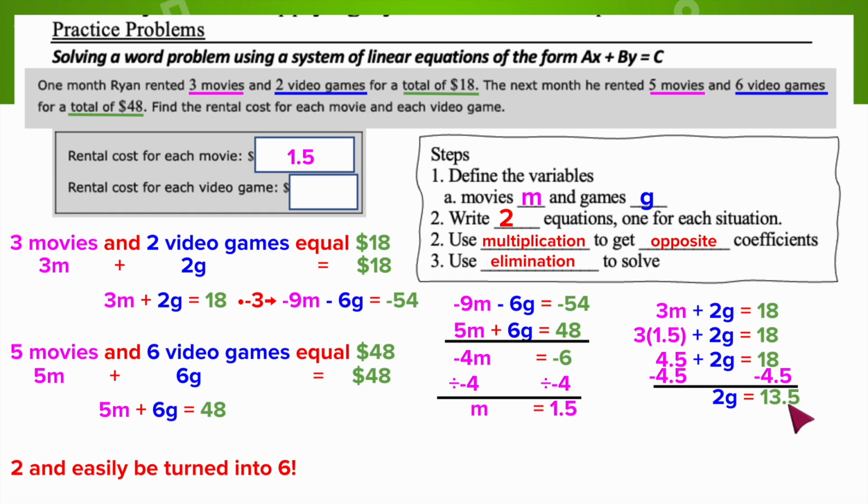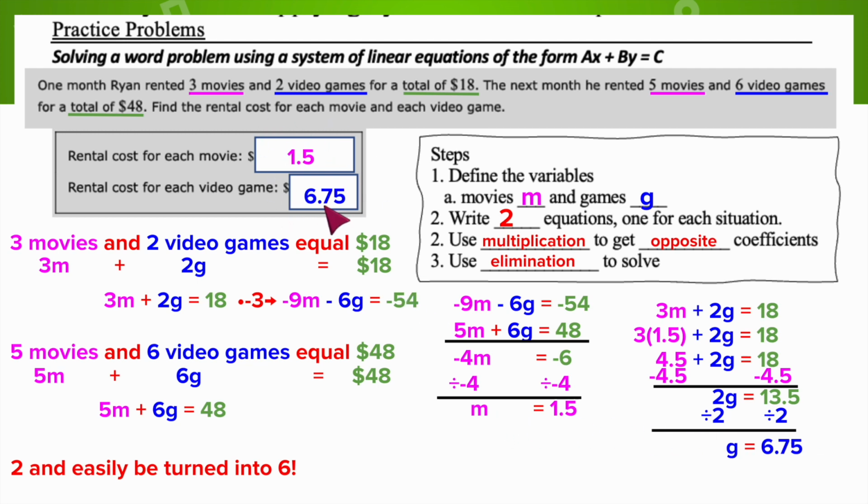Okay, I'm going to undo that multiplication with division. So 2 divided by 2 is 1, and 13.5 divided by 2 is $6.75. So games are definitely more expensive than movies, wherever he's renting these from, quite a bit more expensive. So these are my two answers.